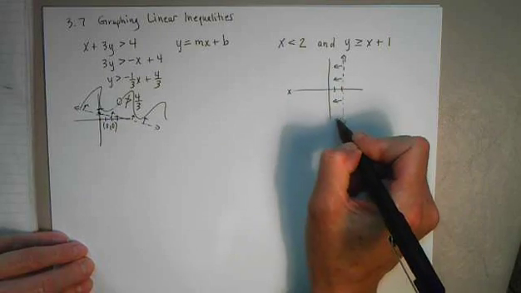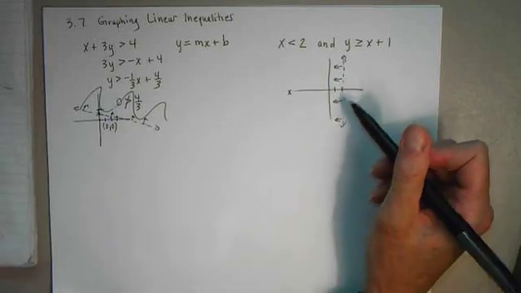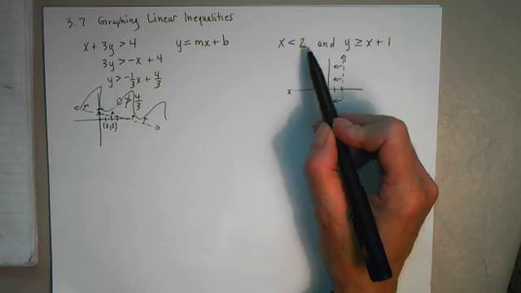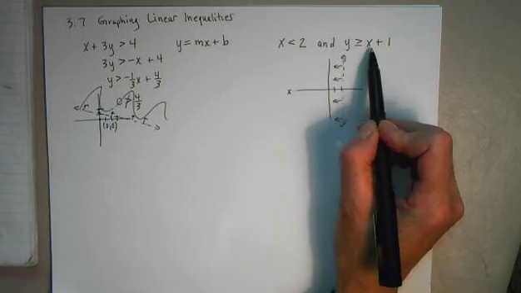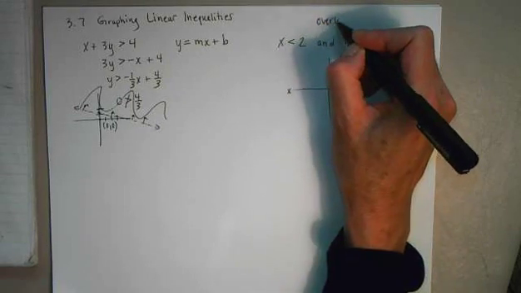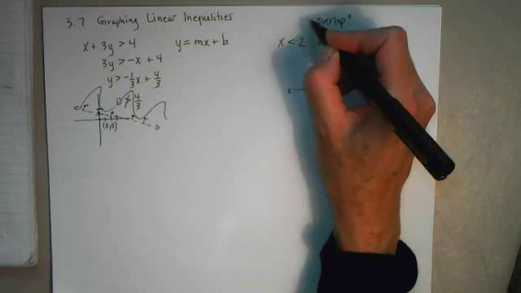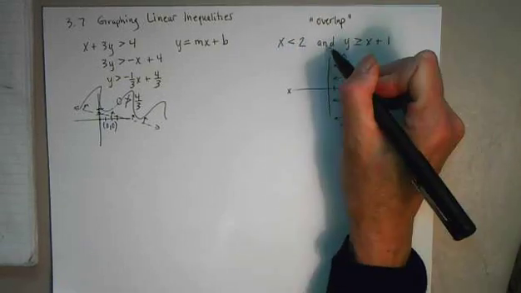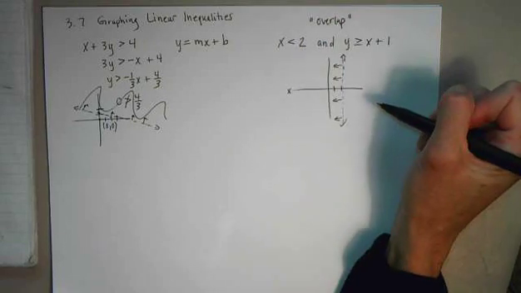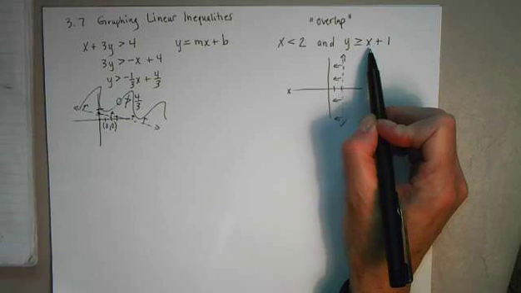Now I'm just going to make a notation so I remember which side, because my answer, because it has to be this and this, is only the overlap. You might remember that from earlier when we did compound inequalities. But if the word is and, your answer is what they have in common. So it's where they overlap. So let's graph this one now.